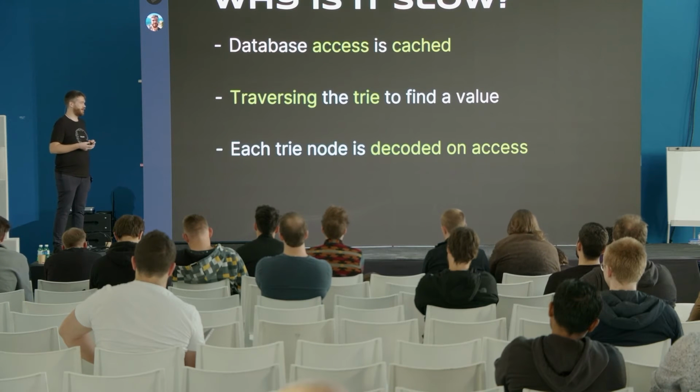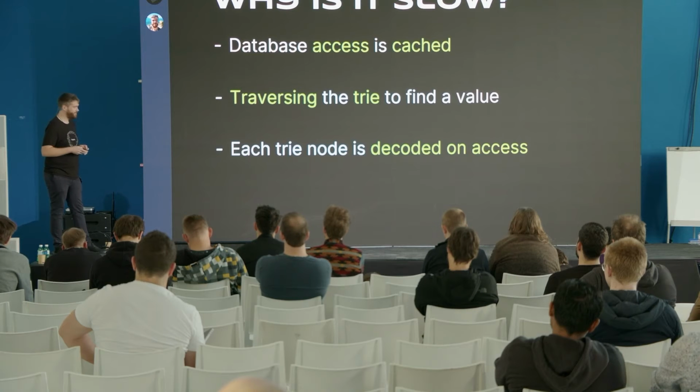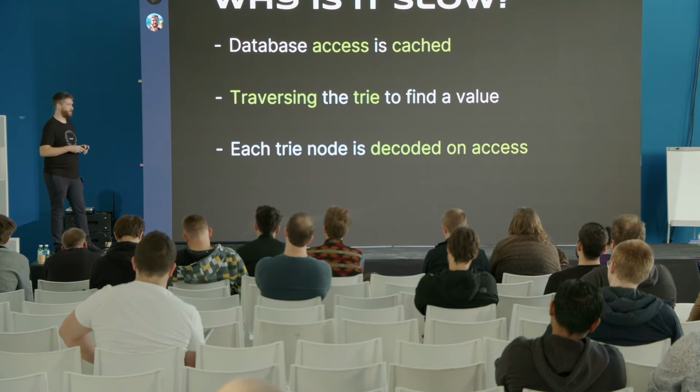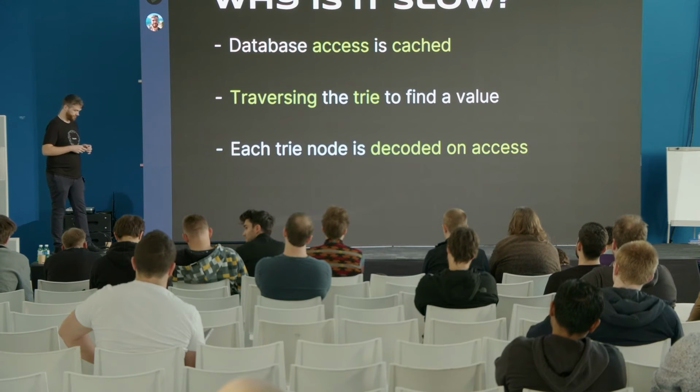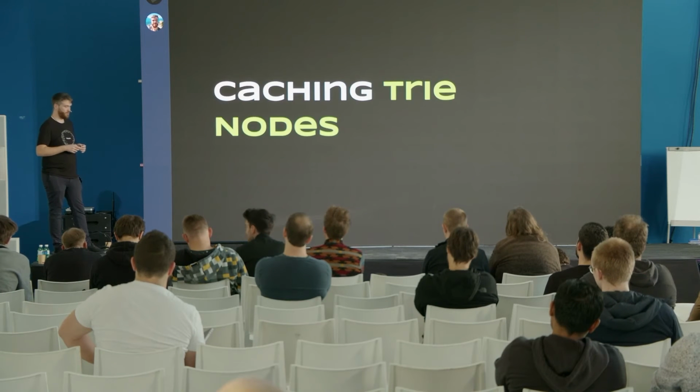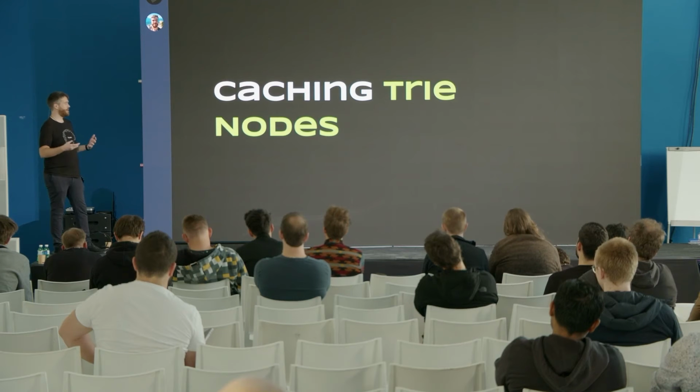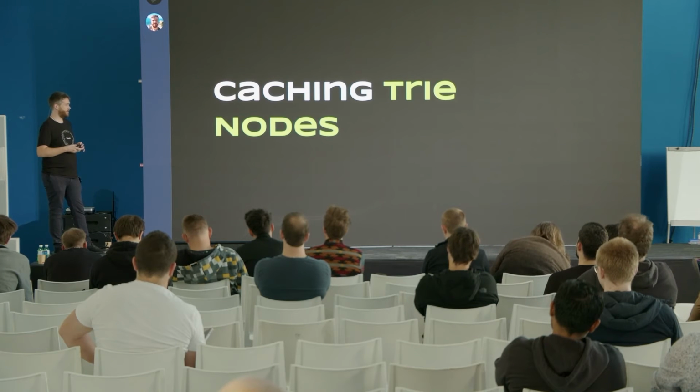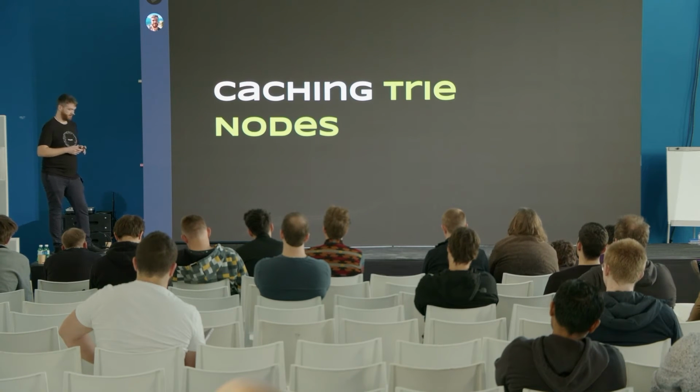So we took out our profiler and ran it, and we found out that actually this decoding of the nodes was killing our performance. So what we did then, we came up with the second iteration of this trie cache, and we started to cache the trie nodes. So what does it mean?